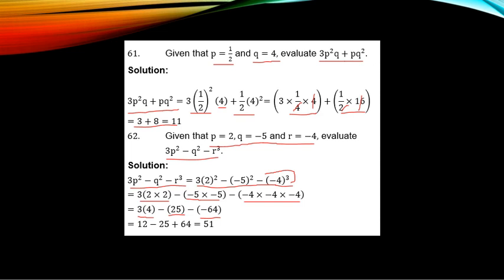Okay, 3 times 4, you have 12, minus 25, minus times minus 64 is plus 64. When you add and subtract, you have 51 at the end of the day. Okay.